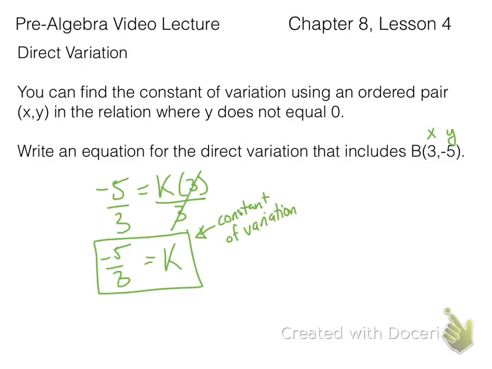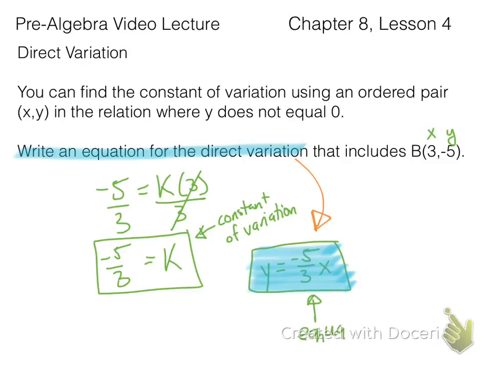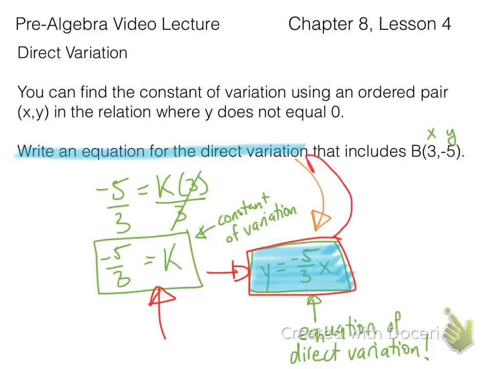But they want us to write an equation, so we need to stick the k into the equation, and that's actually the answer. So even though you have to do this work to figure out k, you're not done until you actually stick it in the equation, if they're looking for the equation as an answer. If all they're looking for is the constant of variation, that's when you're done. But you're not done if they're asking for the equation.